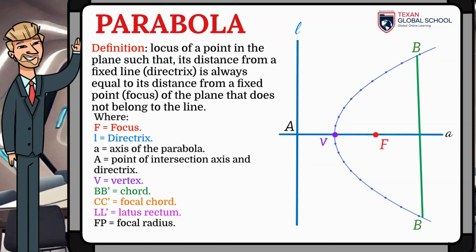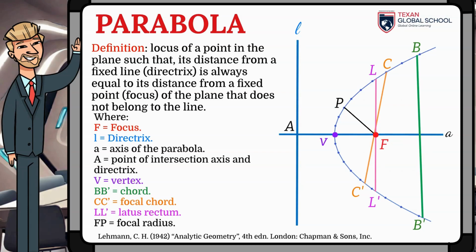B' is a chord, defined as the line segment that joins any 2 points of the parabola. C' is the focal chord, which is a chord that passes through the focus. L' is the latus rectum of the parabola, defined as the focal chord perpendicular to the axis. Finally, P is the focal radius, which is the line that joins the focus and any point of the parabola.